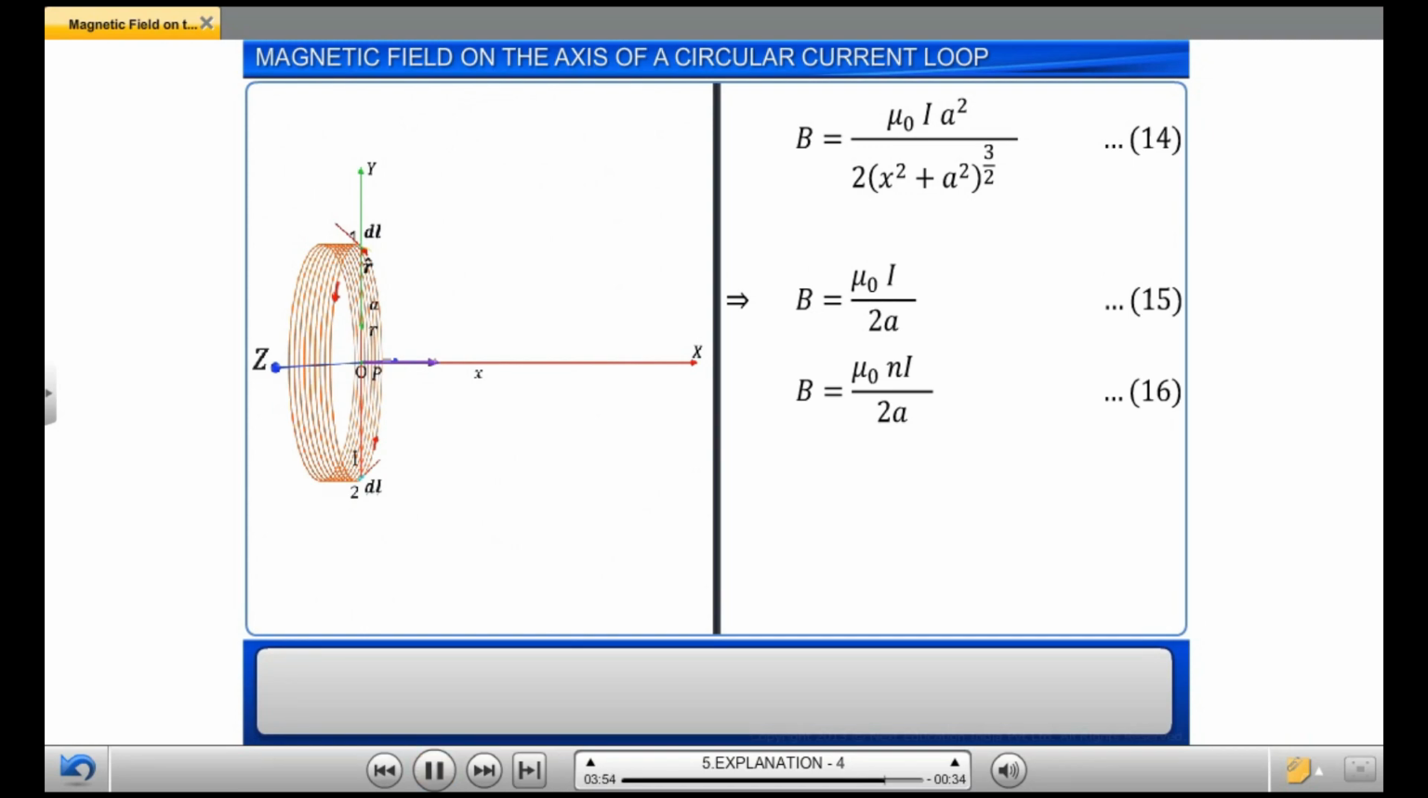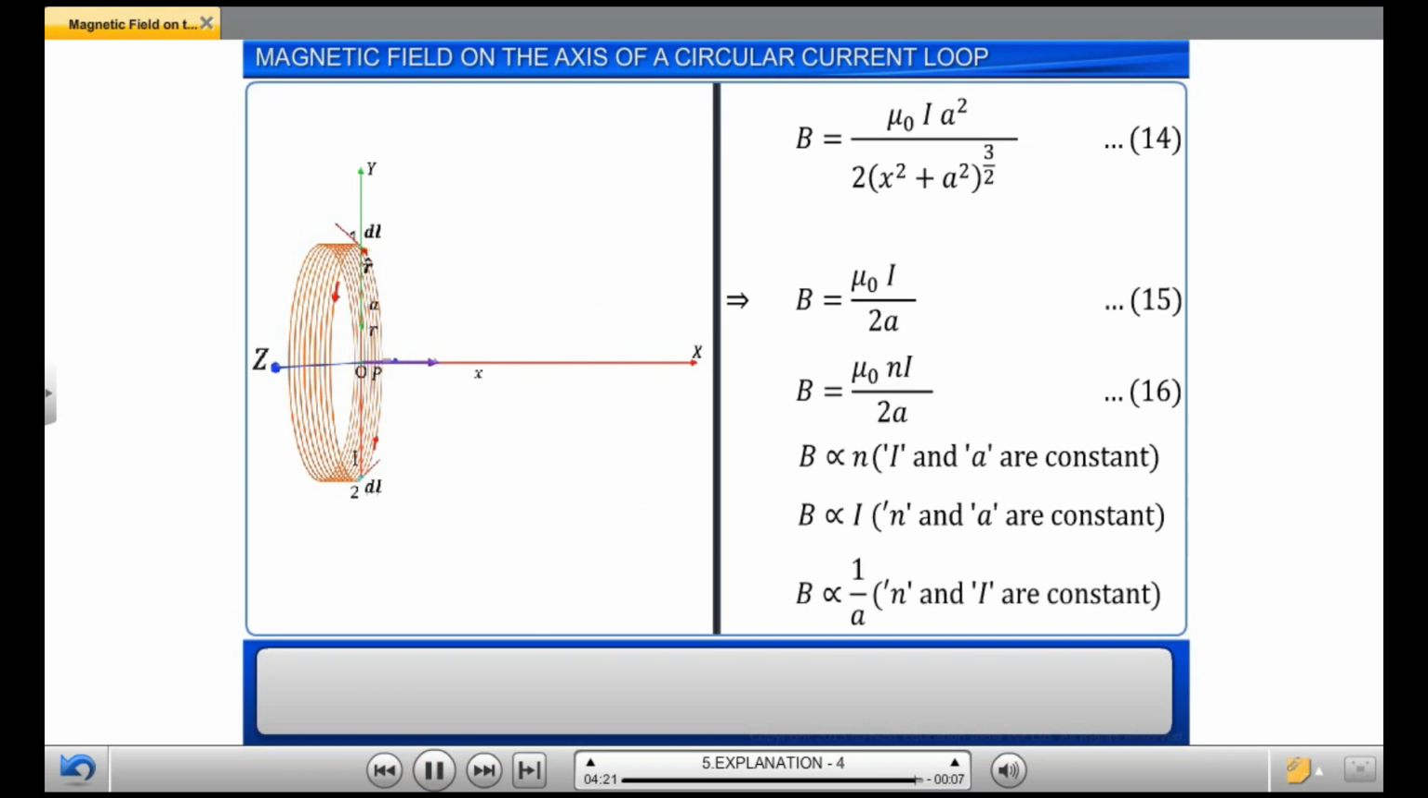From the expression, it is clear that the magnetic induction B at the center of a circular coil is directly proportional to the number of turns n when the current I and the radius of the coil a are constant. Similarly, B is directly proportional to I when n and a are constant. B is inversely proportional to a when n and I are constant.